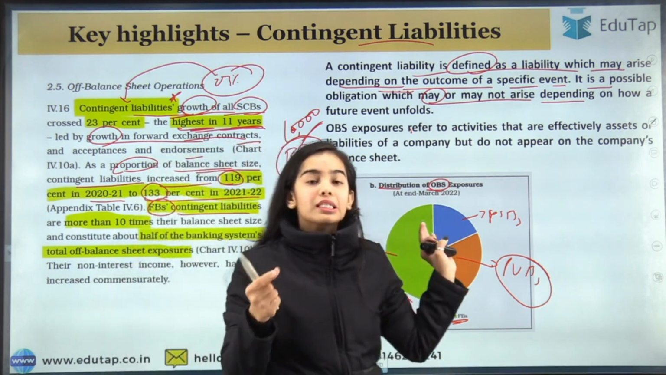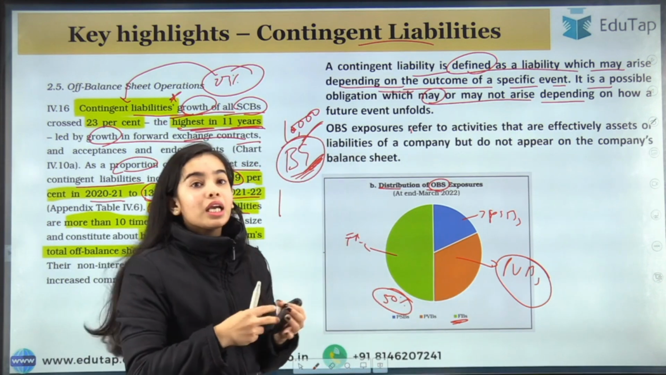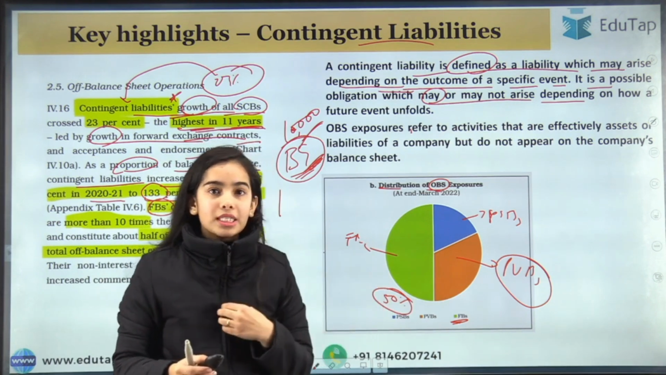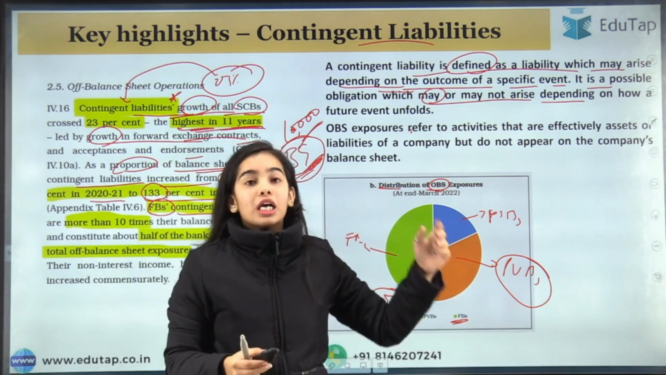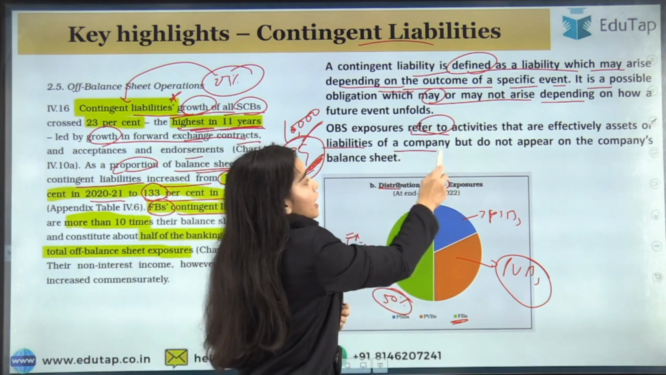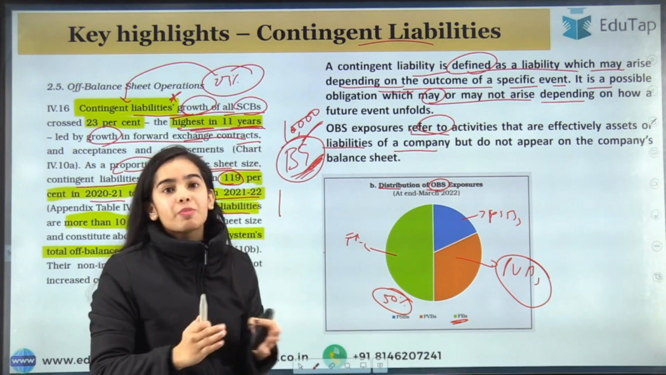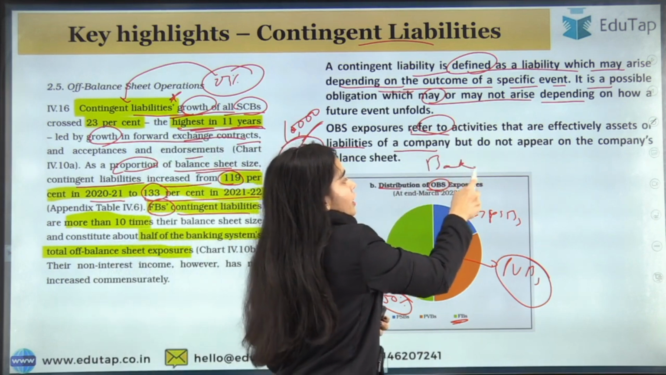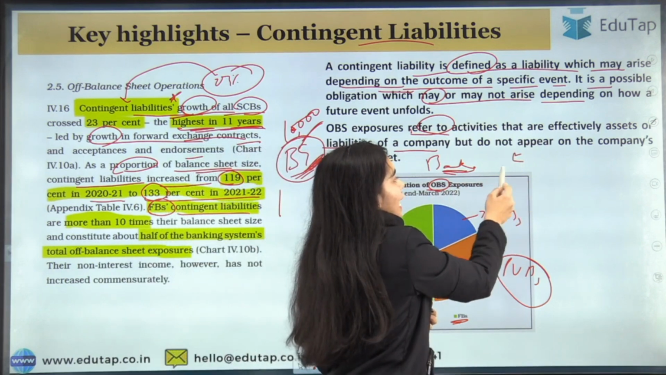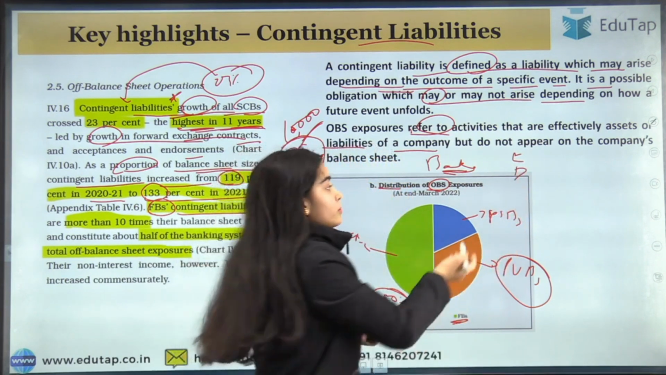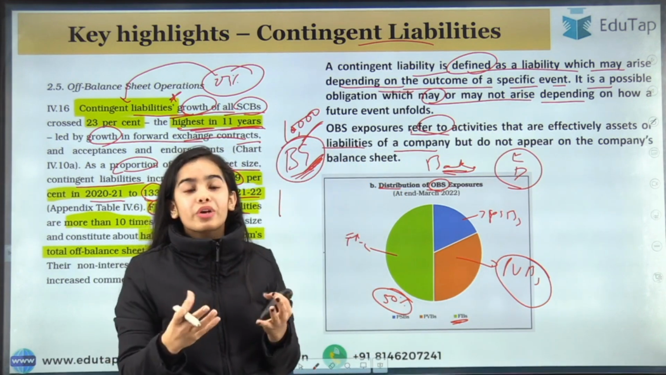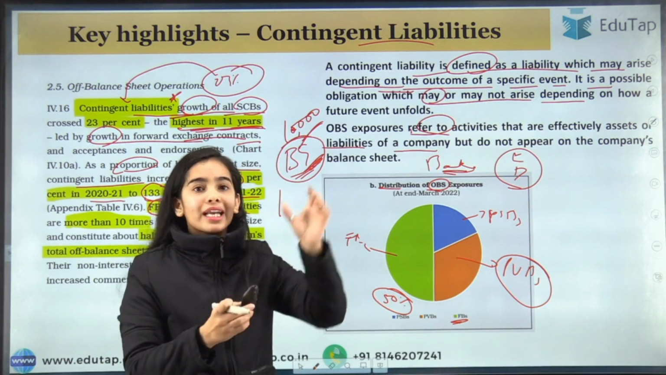So the distribution of the off-balance sheet exposure. The contingent liabilities come under the off-balance sheet exposure. So the balance sheet of a bank is what? It is how much deposits they are getting, how much loans they are giving. The off-balance sheet exposure refers to the activities that are effectively assets or liabilities of a company but do not appear on the company's balance sheet. So if we are talking about the bank, the direct asset of a bank is loans and the direct liability of a bank is deposits. But the bank guarantees or the forward exchange contracts or the derivatives do not come in the direct balance sheet of the bank.